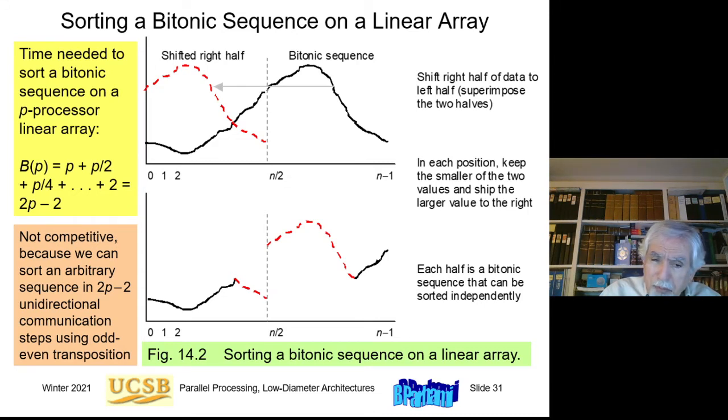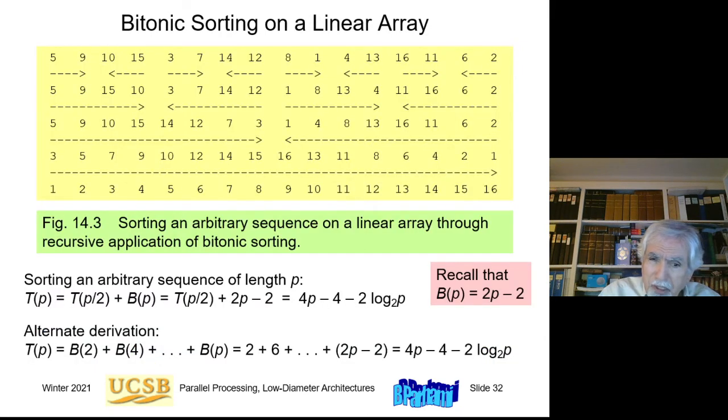What about sorting an arbitrary sequence on a linear array using this bitonic sorting concept? Well, if I sort the first half of the array from left to right, and then sort the right half of the array from right to left. So here you see 3, 5, 7, 9, 10, 12, 14, 15 is sorted from left to right. And 1, 2, 4, 6, 8, 11, 13, 16 is sorted from right to left. The resulting sequence is bitonic by definition because the sequence goes up and then goes down. Therefore, I can sort this sequence in 2p minus 2 steps.